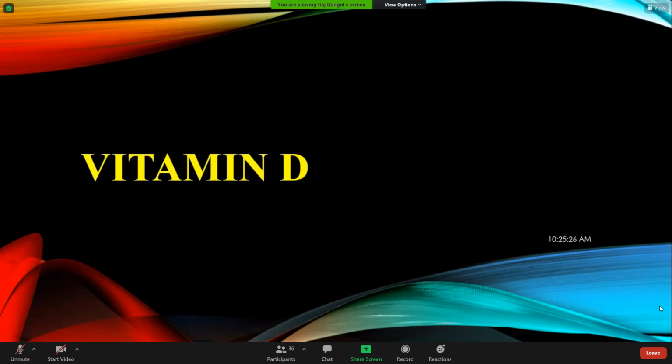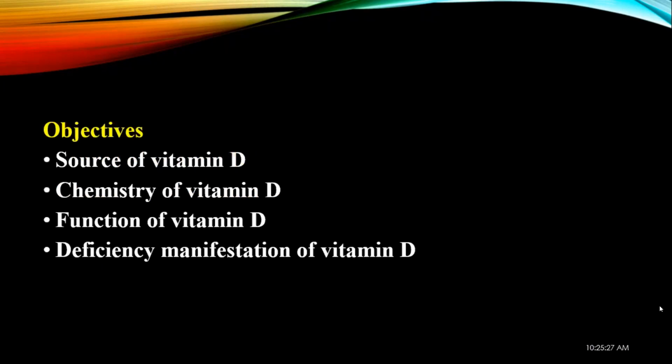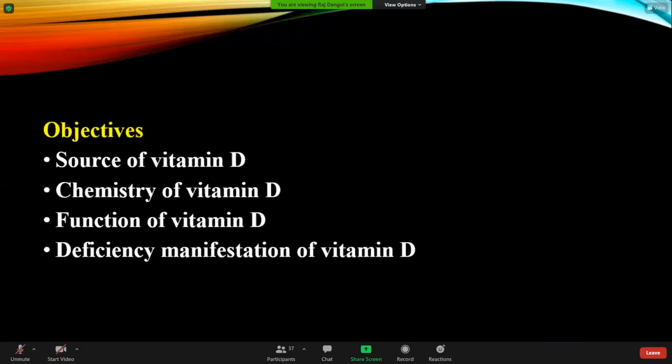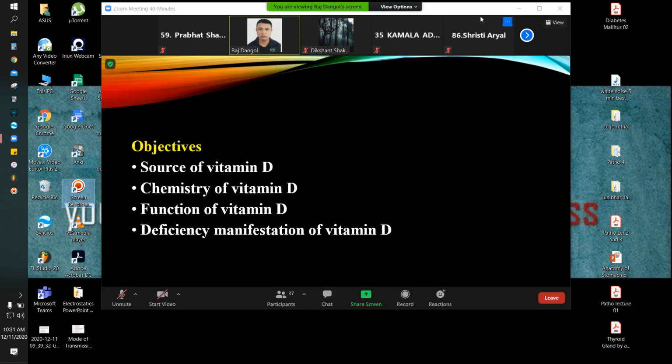Homeostasis. So this vitamin D, its synonyms. On this topic, we'll study the source of vitamin D, the chemistry of this vitamin, the function of vitamin D, and deficiency manifestations of vitamin D.